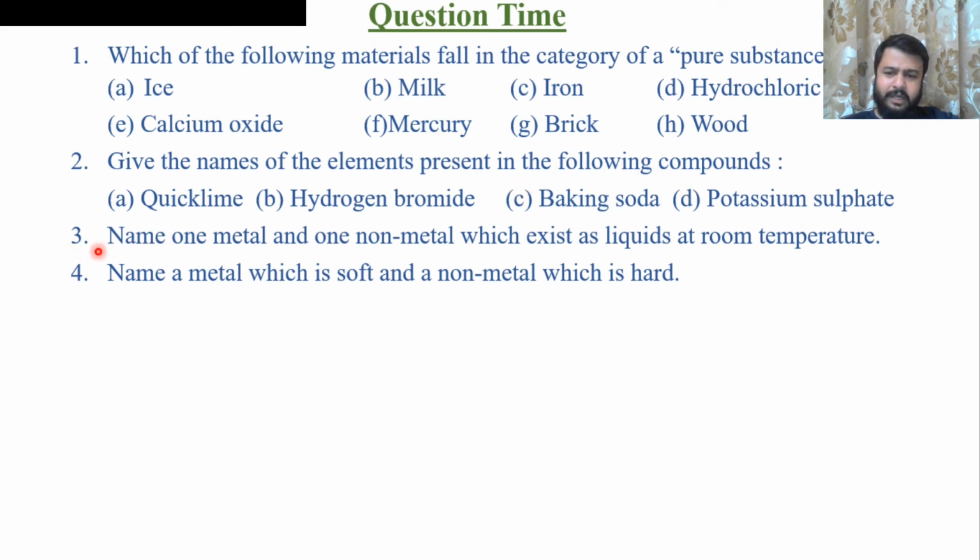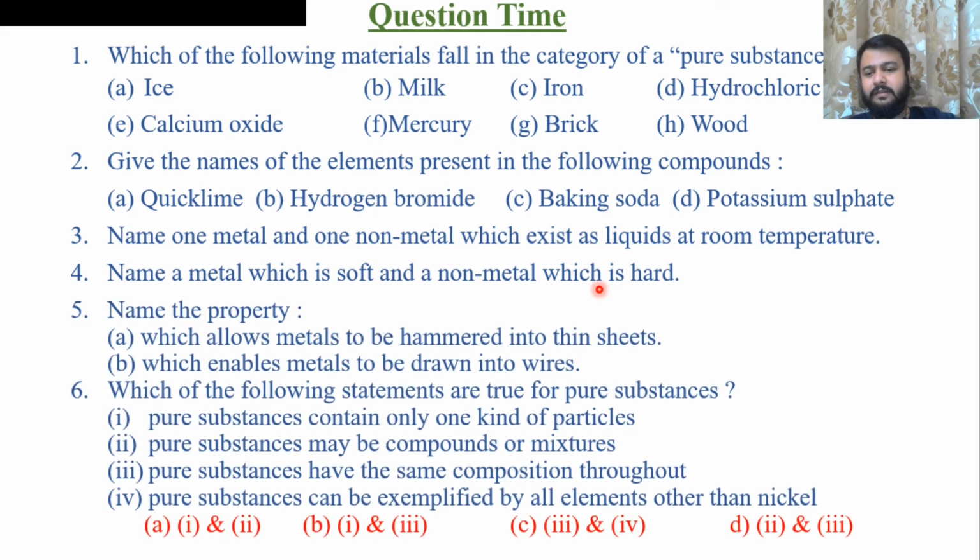Question number 3. Name one metal and one non-metal which exist in liquid state at room temperature. I've already explained this as an important one. So again, question number 3 is your homework and I hope you know that. Question number 4. Name a metal which is soft and a non-metal which is hard. The non-metal which is hard is diamond. The metal which is soft is sodium.